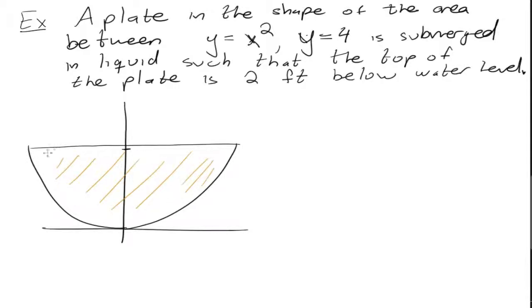This mustard-colored plate. And it says that the water level is 2 feet above the top of the plate. So here my water level would be, what's this value again, right here? That's 4. So 2 more than that, so that would be at 6, right? Looks like that. So this is in some kind of liquid. Okay. So what's my plan? Force on a slice, right? So you grab a slice.